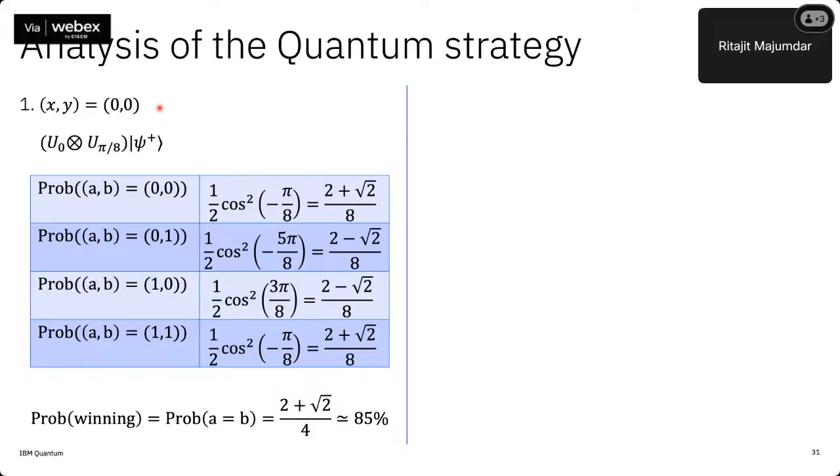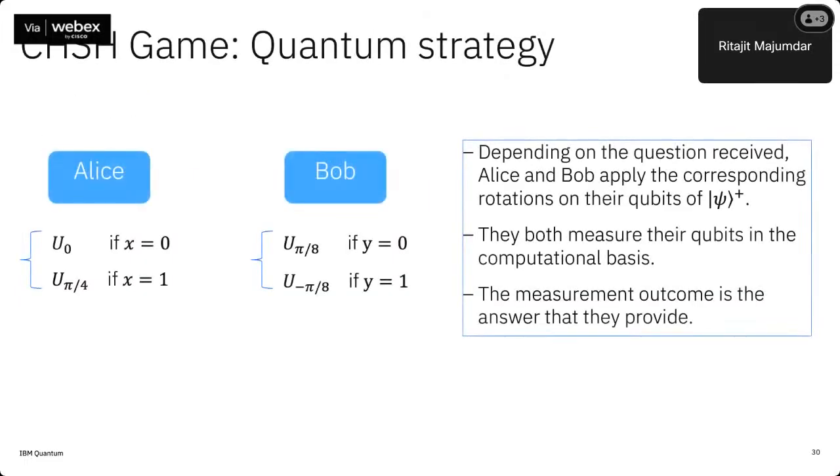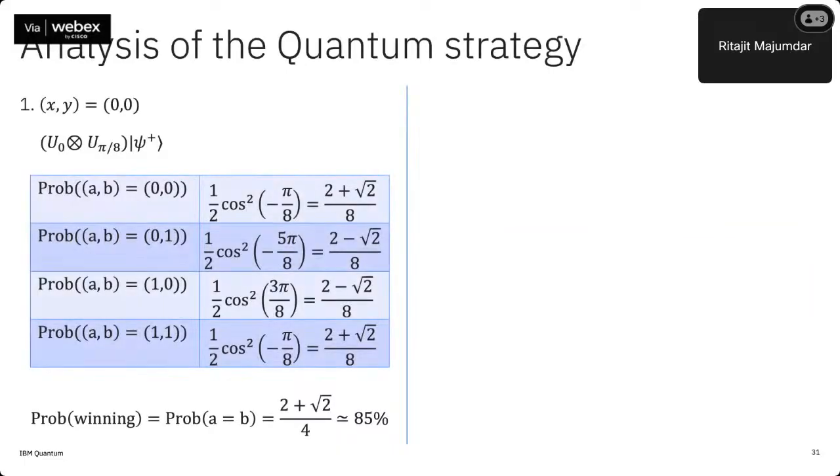And for xy equal to 1, 1, Alice and Bob should have different answers. So when xy is equal to 0, 0, Alice applies u0, Bob applies u pi by 8. This is what we discussed here, that when both of them are 0, Alice applies 0 and Bob applies pi by 8. So they apply this, and if you now calculate the probability of outcome for each of these cases, AB can be 0, 0, AB can be 0, 1, AB can be 1, 0, AB can be 1, 1. So when do Alice and Bob win?